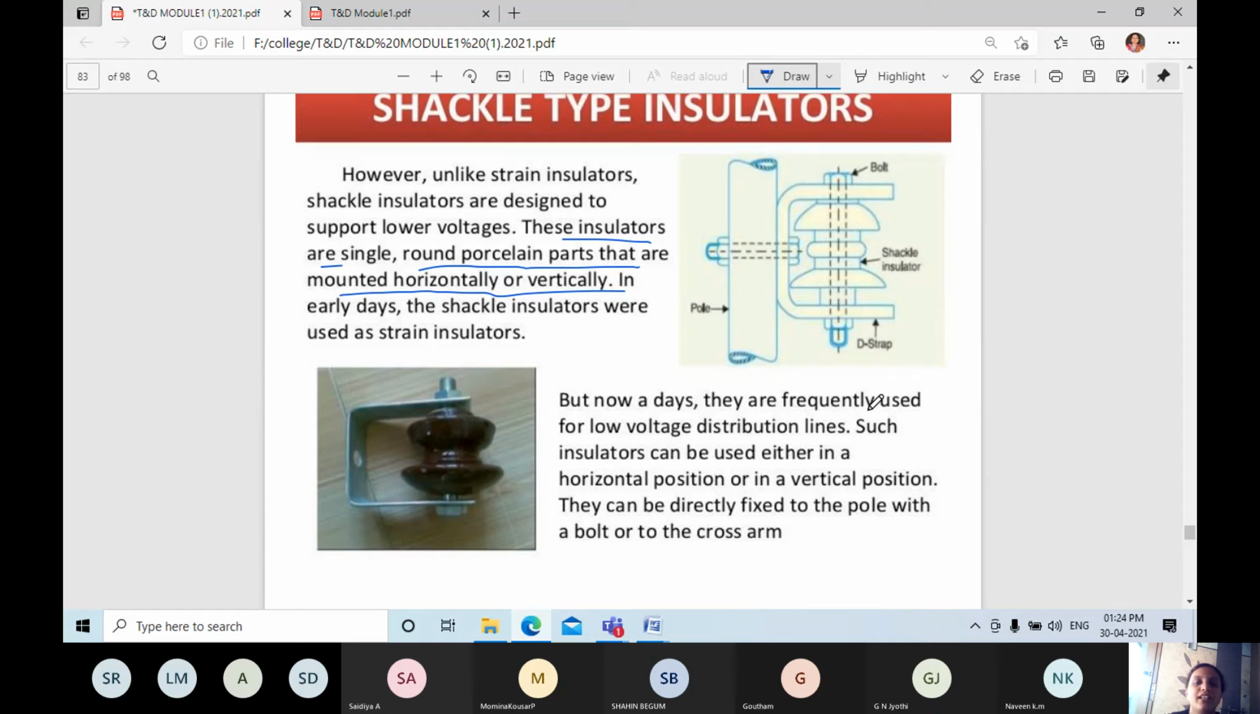But nowadays, they are frequently used for low voltage distribution lines. Such insulators can be used either in a horizontal position or in a vertical position. This is especially used for distribution. They can be directly fixed to the pole with the bolt or to the cross arm. This is a bolt here, and this one is a shackle insulator.